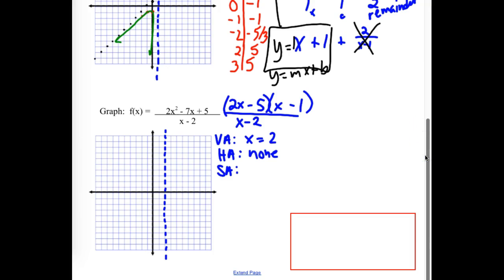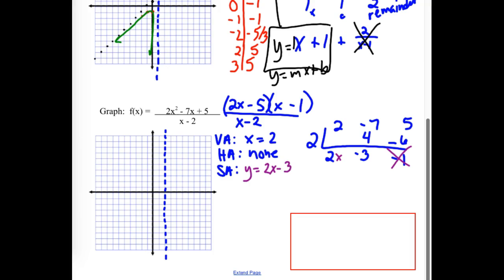Can we do this synthetically? Okay. What's going to go in front? A 2. And then are we missing any terms? Do we need any zeros? No. So 2, negative 7, and 5. We bring down our first 2, we multiply them, and add, multiply, and add. Do we care about the negative 1 on the end? No. We drop off that remainder. We only worry about the other numbers. What is this equation going to be? 2x minus 3.